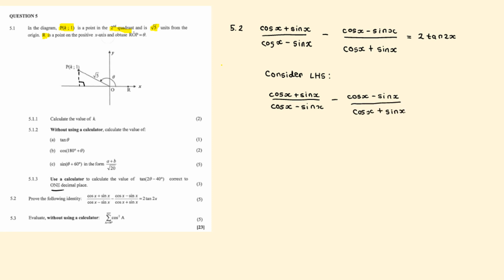We can see that we have to subtract two fractions, so we have to find our lowest common denominator, or our LCD, which is simply the product of the already existing denominators. If you see here, this is an expansion of a difference of two squares. So this collapses down to cos squared minus sine squared. And this is one of our identities. Cos squared minus sine squared is equal to cos 2x.